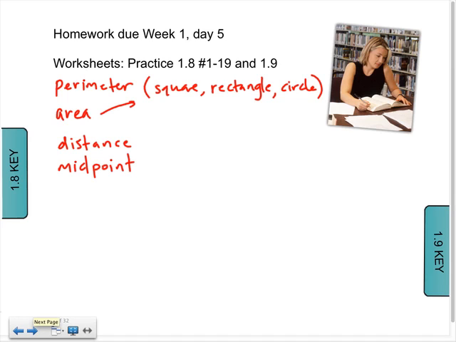Now eventually you will have to memorize these formulas for your geometry class during the school year, but since we're on sort of a short time schedule, I don't want to make you spend a lot of time memorizing things. I'd rather that you spent your time really knowing how to do these problems. So your homework for tonight is 2 worksheets. It's 1.8 and 1.9. Please notice that on worksheet 1.8, you don't have to do all the problems, just numbers 1 through 19. So don't go beyond number 19 on that first worksheet.